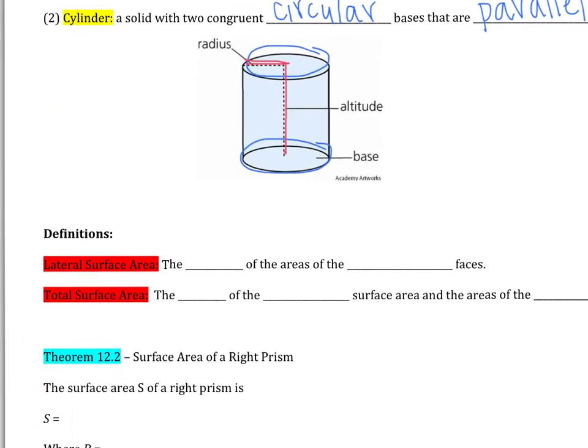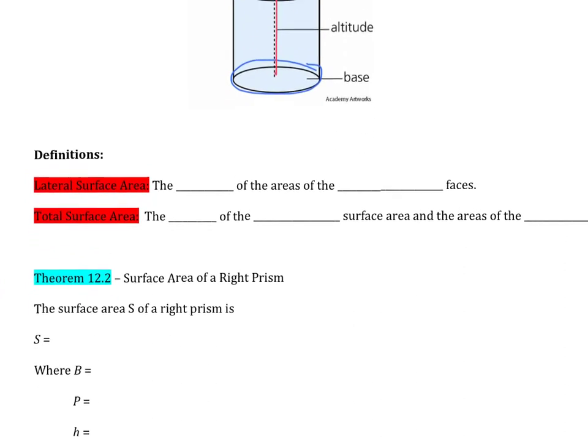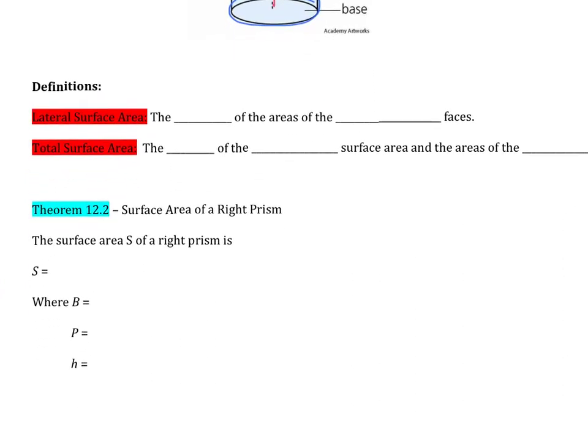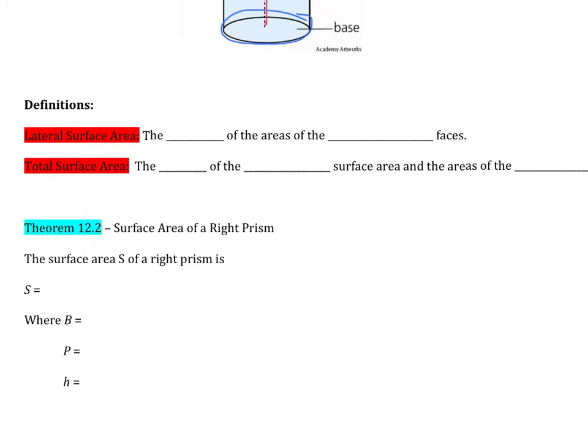Next, we're going to talk about the definition of surface area. The first definition is for lateral surface area. The lateral surface area is the sum of the areas of the lateral faces. Okay, so we do not include the area of the bases in this lateral surface area.